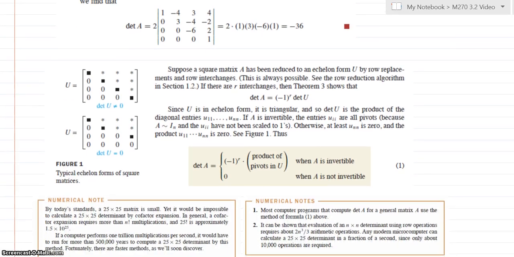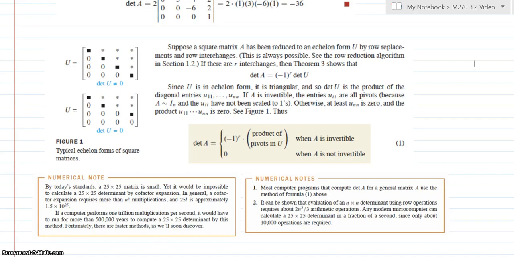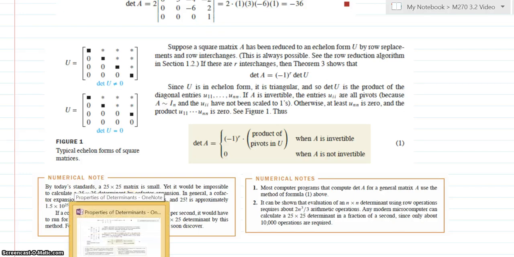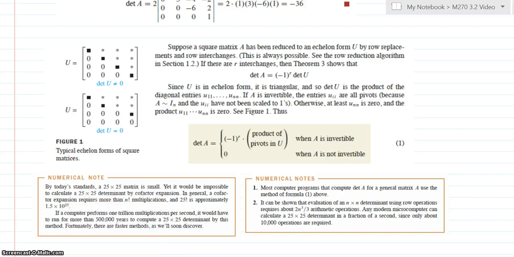Okay, so I have this great numerical note here that I would like to talk about, because I just found this quite interesting. It says, by today's standards, a 25 by 25 matrix is small. Yet, think about it. If we had to find the determinant of that, you would have to expand along a row, and it's a recursion formula, so each cofactor expansion would have to be done with a 24 by 24 and so forth.